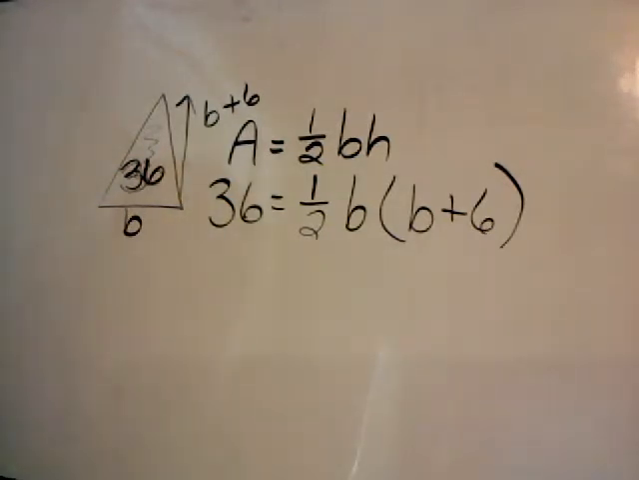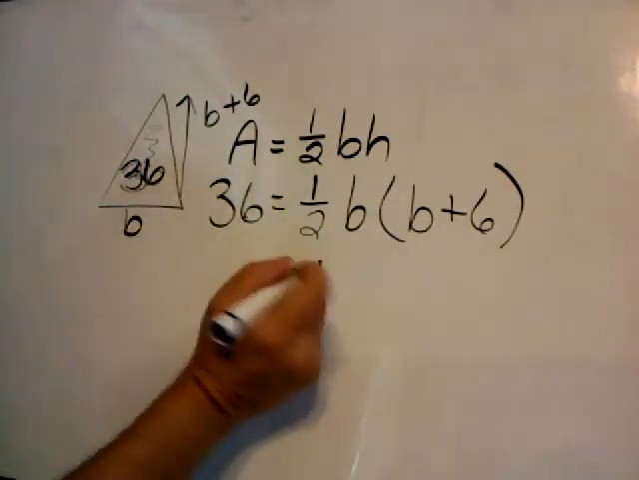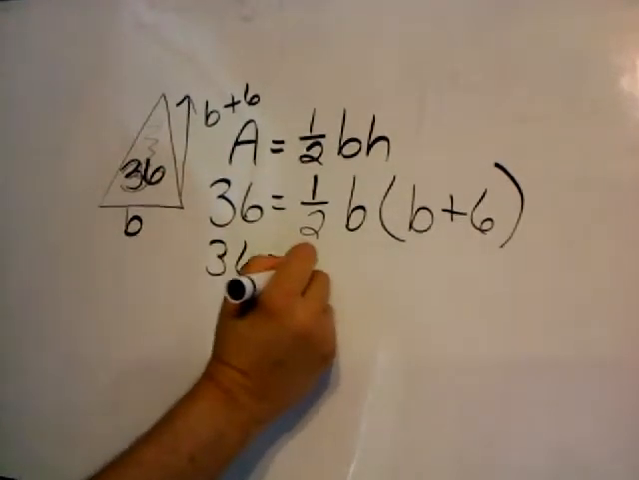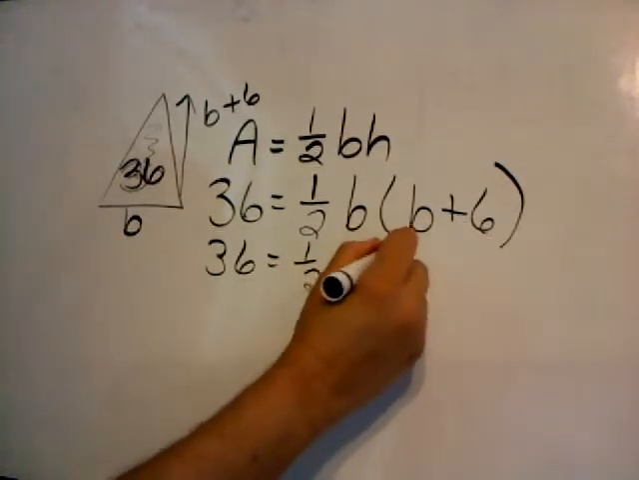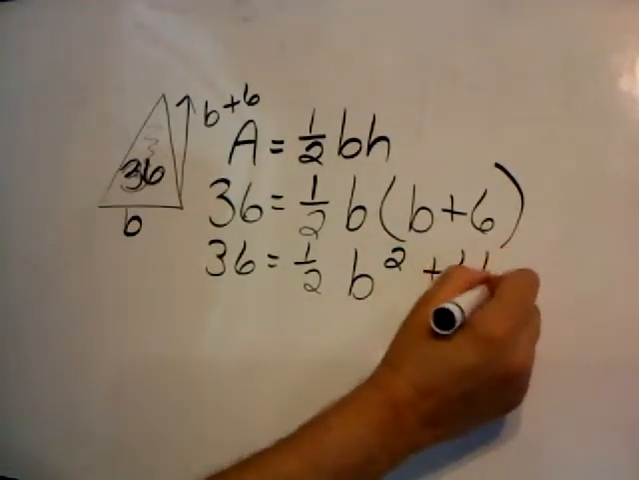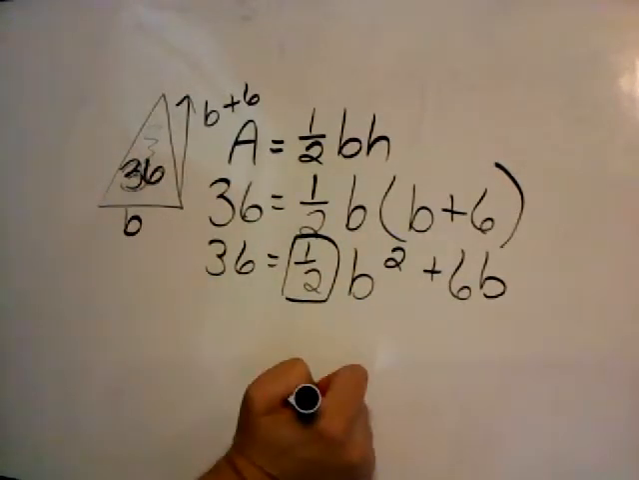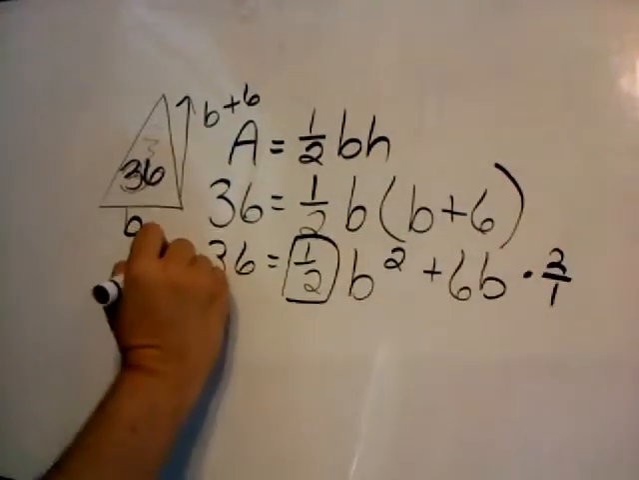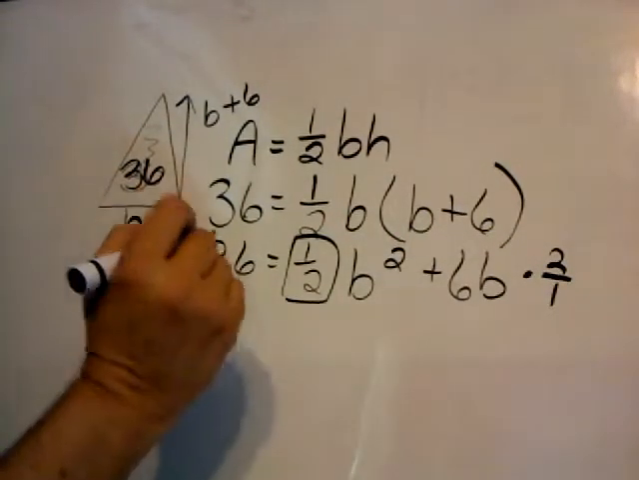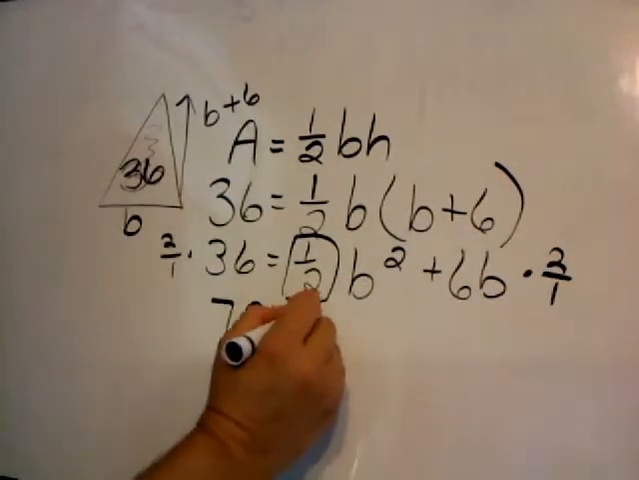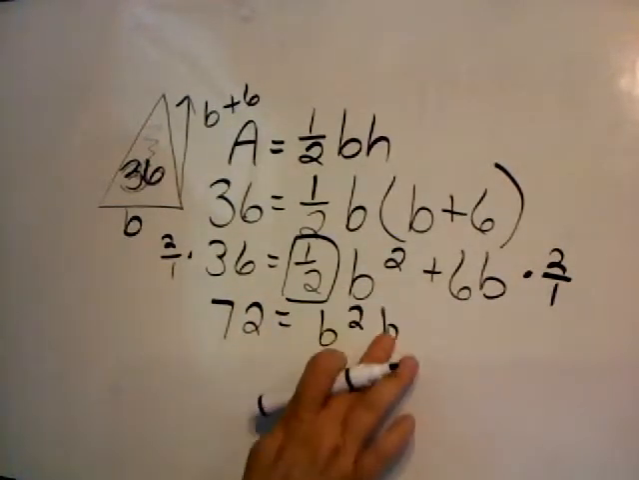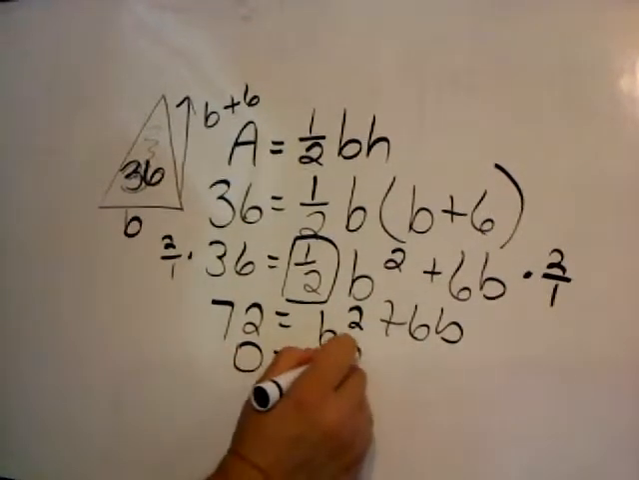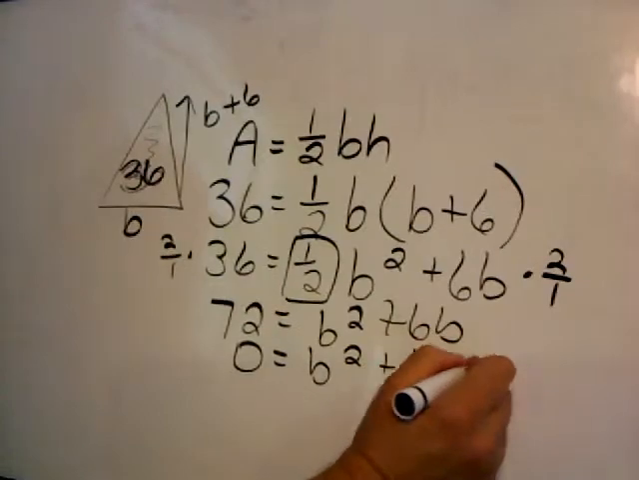Okay, welcome back, and I hope that you have an answer. What I need to do here is simplify this problem. b times b is b squared plus 6b. Now remember, I can undo division with multiplication, so I can multiply by the reciprocal of 1/2 on each side, leaving me with 72 equals b squared plus 6b. Move my 72 over, and that's going to be minus 72.